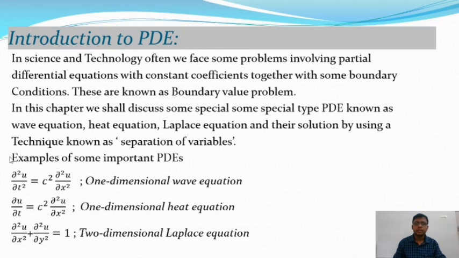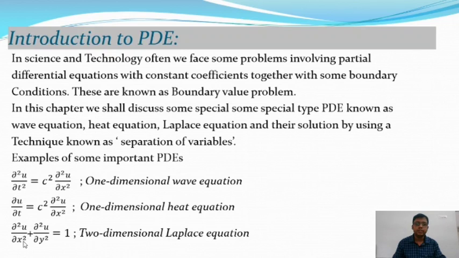Okay. By the method of separation of variables. Here are examples of some important partial differential equations. This one is ∂²u/∂t² = c² ∂²u/∂x², and this is called the one-dimensional wave equation. Moving on to the next equation: ∂u/∂t = c² ∂²u/∂x². This is called the one-dimensional heat equation.